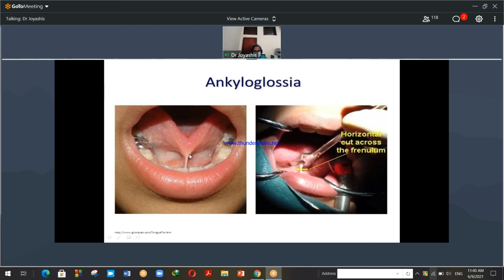Here we have the frenulum of the tongue. This is a very short frenulum of the tongue, and this is called ankyloglossia. Clinically we call this tongue tie, and it can be surgically repaired even in childhood. This is a horizontal cut across the frenulum.